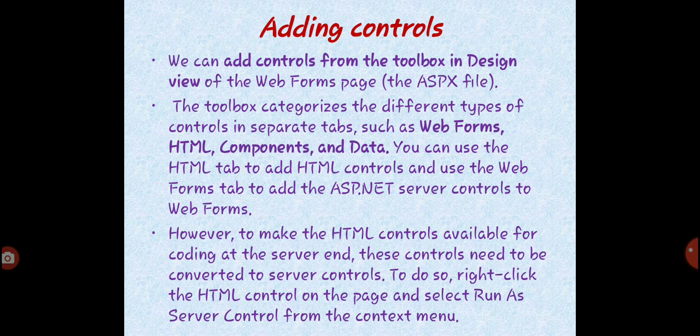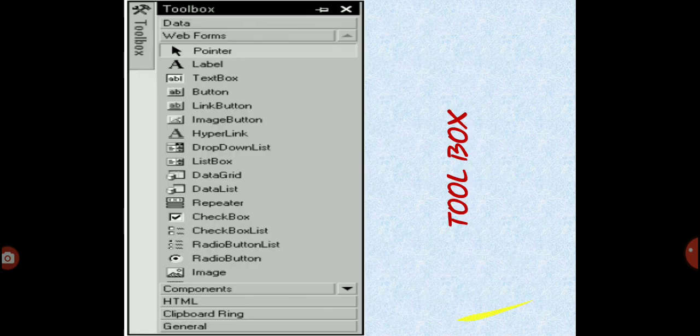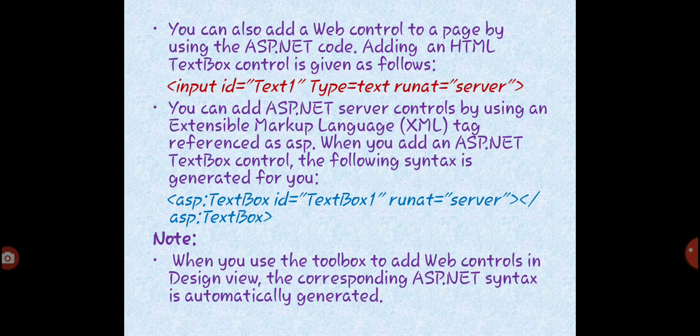To create a control we just need to click on it, and we get it. This is the toolbox: data, web forms, components, HTML, whatever we need, we just click on it and we get it as a control. So far we have seen adding a control using the toolbox. Now we see how to add a control using coding. The first snippet shows how to add a particular control, here a text box using HTML.